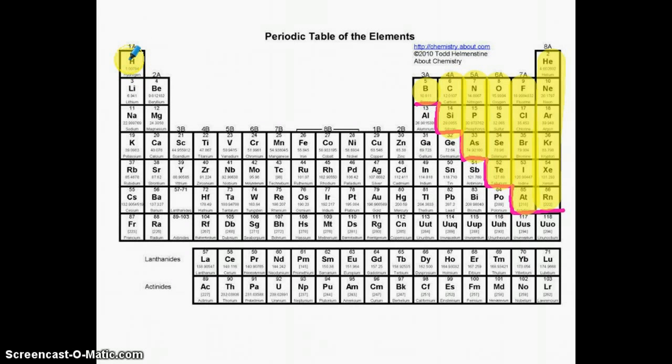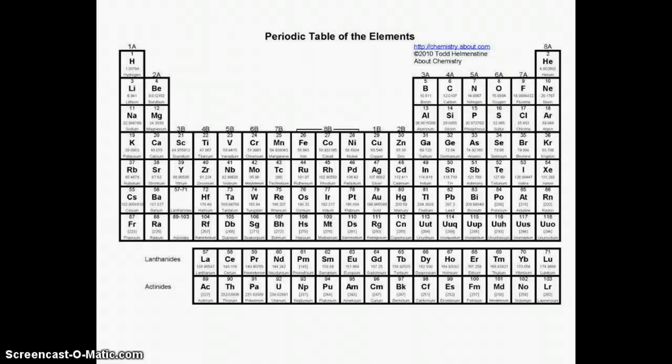So what is the difference between a metal and a non-metal? Well, what you need to know at the moment is that metals are very, very good conductors, which means that they transfer heat and electricity very, very easily through them. Non-metals are usually very poor conductors.